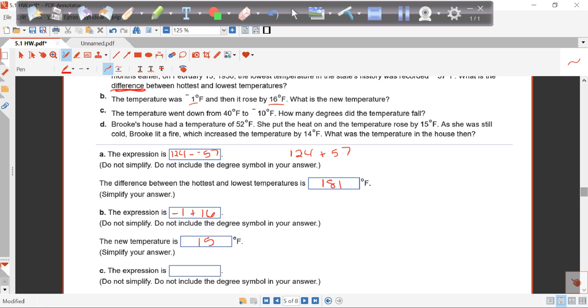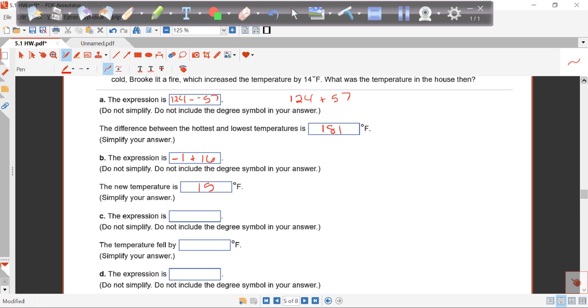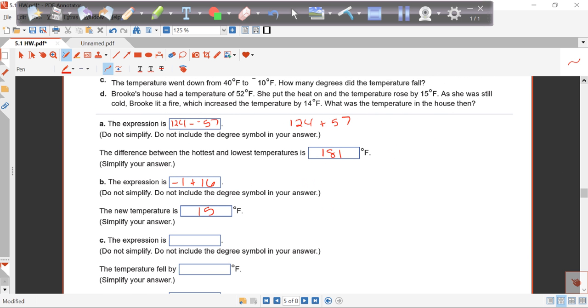Okay, the temperature went down from 40 to -10. How many degrees did the temperature fall? So it started at 40. We're going to subtract the -10 to figure out where it landed, or how far down it went. Minus a negative turns into plus, so that's going to give us 50.